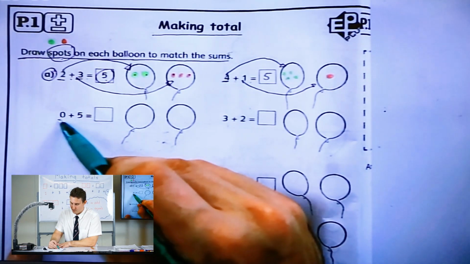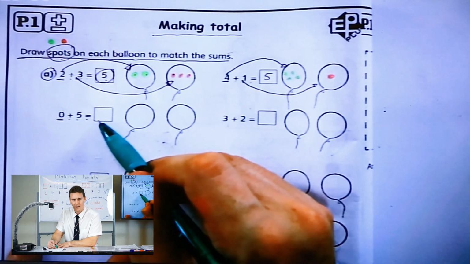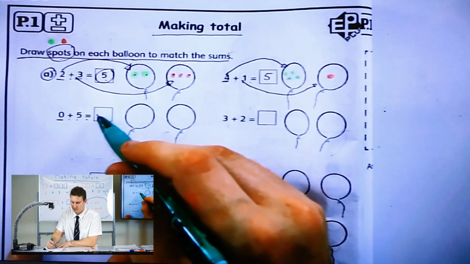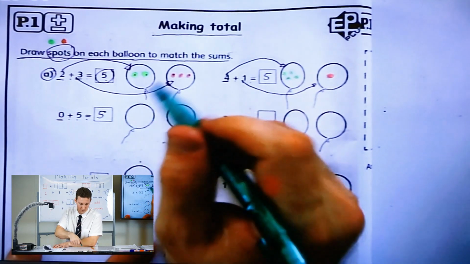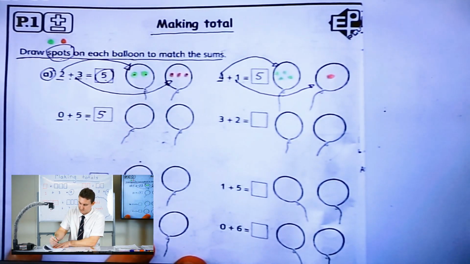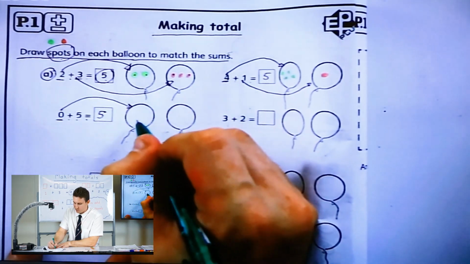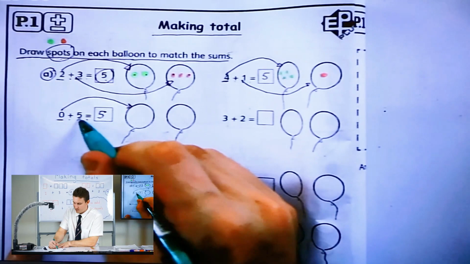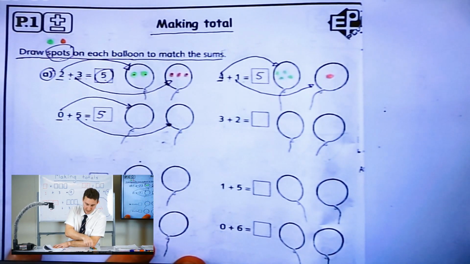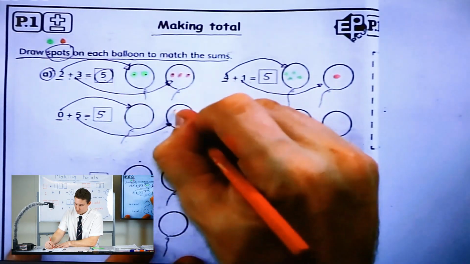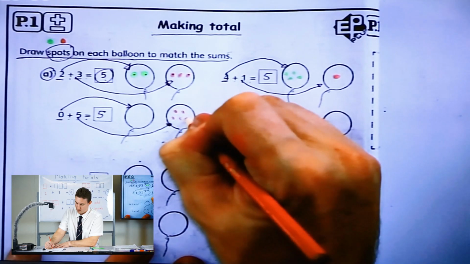We have 0 plus 5 equals, what could that be? Who knows the answer? 0 plus 5 is? 5. Good. So if we draw in the spots, 0 into the first one, so no spots. 5 into the next one, we have, let's get our red, 1, 2, 3, 4, 5.